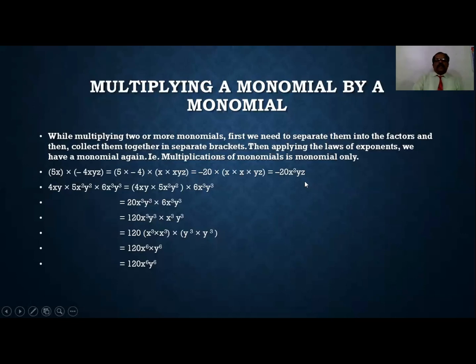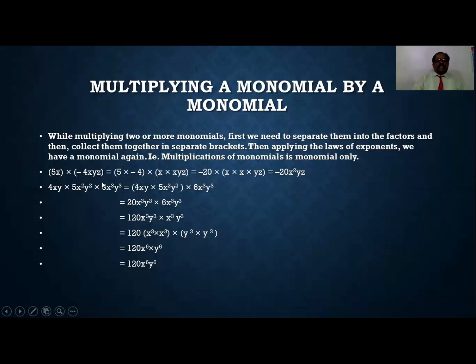A monomial may have many factors like this. In this example, minus 20x square yz has the factors minus 20, then x square, then y, and then z. These are the factors. But together, along with these factors, this whole term can be taken as a monomial. I hope everyone understood this.